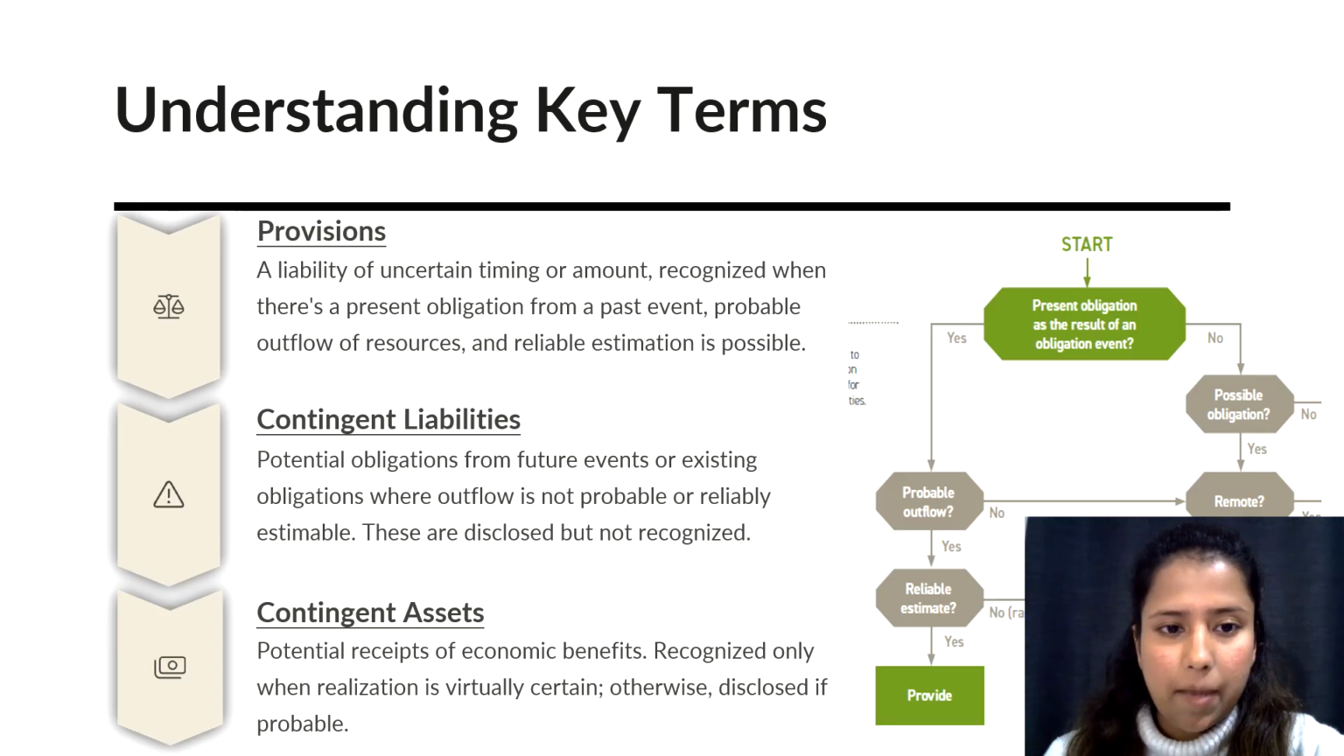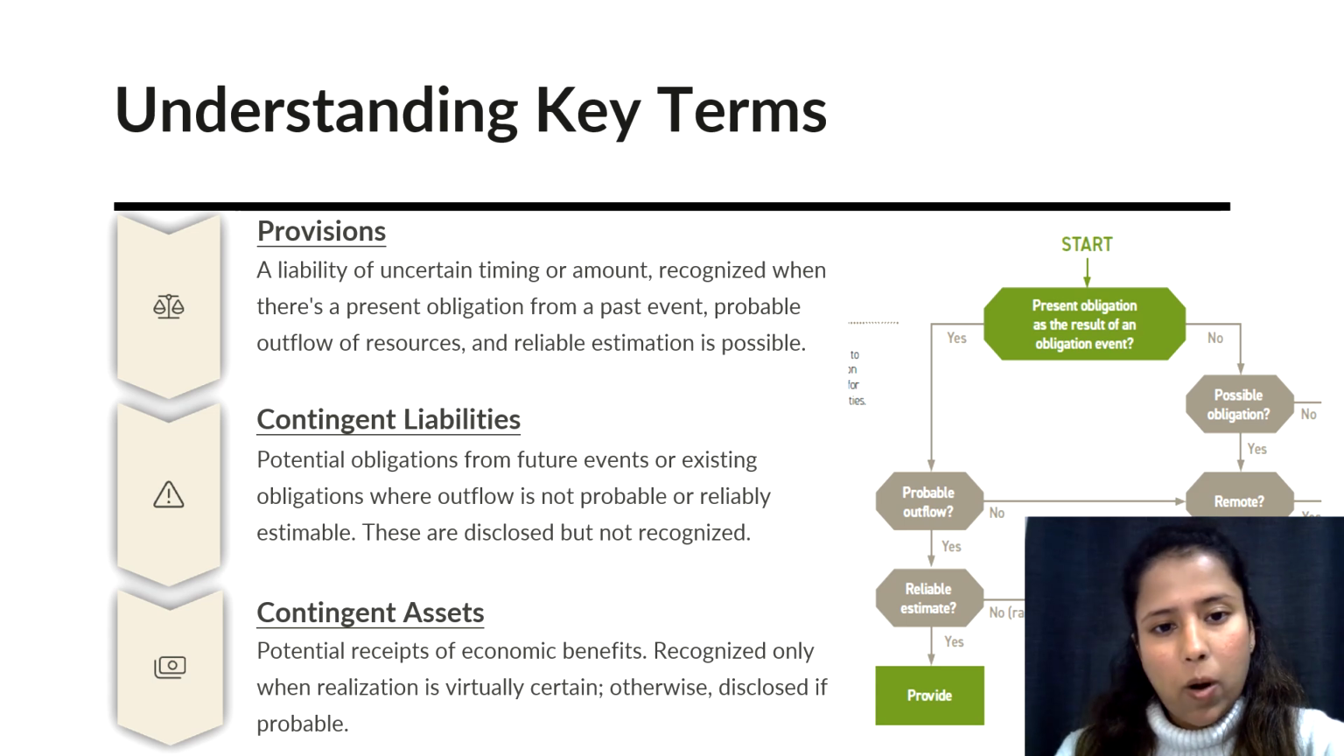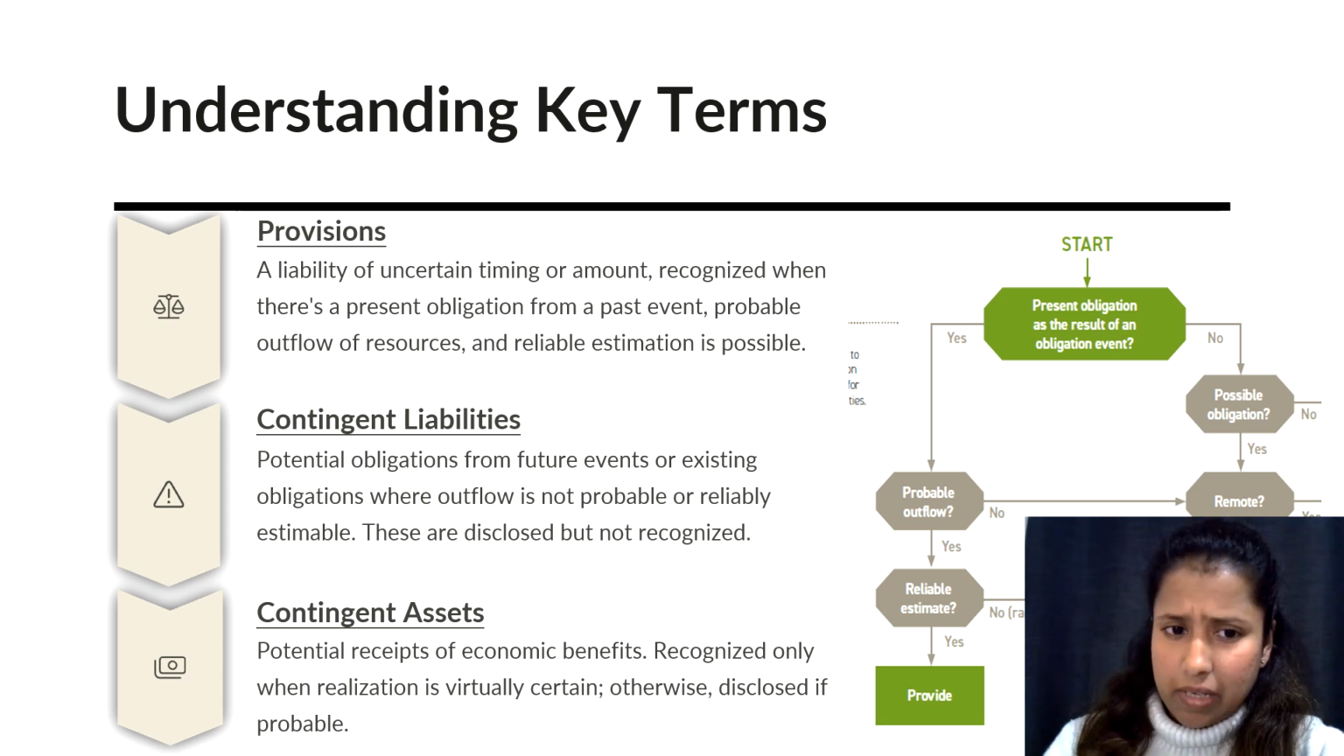So, understanding the key terms. Provisions are liabilities of uncertain timing or amount. They are recognized when there is a present obligation and a probable outflow, and the amount can be reliably estimated. A provision is money set aside to cover a future liability or obligation of a company, and it is recorded on the balance sheet when a company has a present obligation due to past events and the amount can be reasonably estimated.